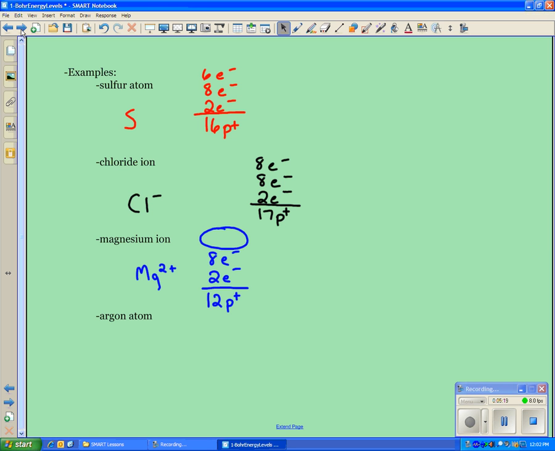Our last example, the argon atom, symbol Ar, no charge because it's an atom. So from its atomic number of 18, we can say 18 protons, 2 electrons in the first energy level, 8 in the second, and 8 in the third. So a total of 18 electrons and 18 protons.